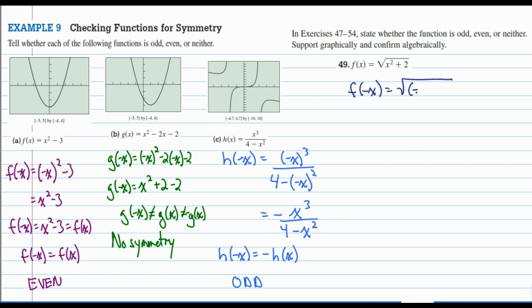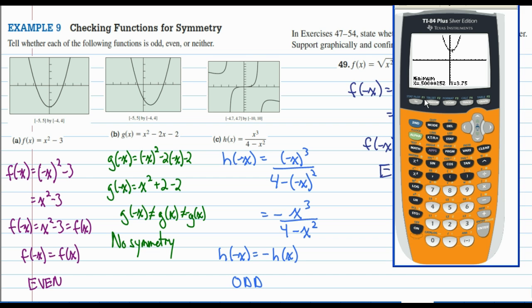So let's see, negative x squared plus 2. If I simplify, negative x squared is positive x squared. When I plugged in a negative x, I get out the same exact thing as the original function. So if I plug in a negative x, I get out the same thing as whether I plugged in a positive x like the original function. So I think this has even symmetry.